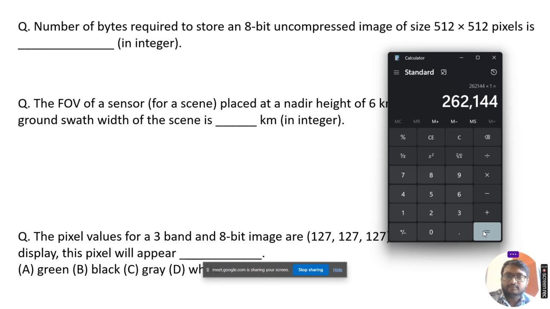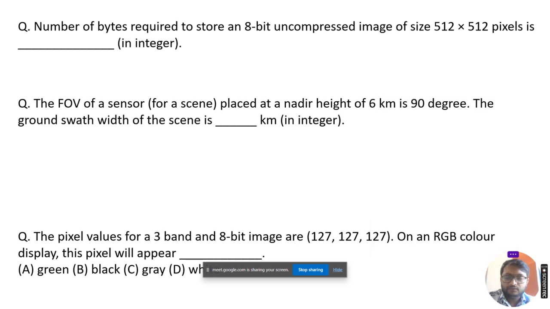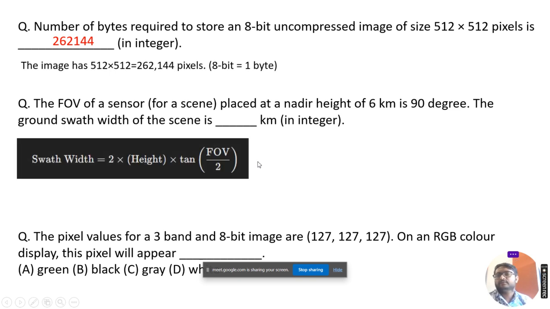In case they ask in other units, if we convert into kilobytes, then it will be 256 kilobytes, and if we further convert into megabytes, then it's 0.25 MB. So it depends, you have to go through 1024. Then we have the next question. So this is the answer of the first question.